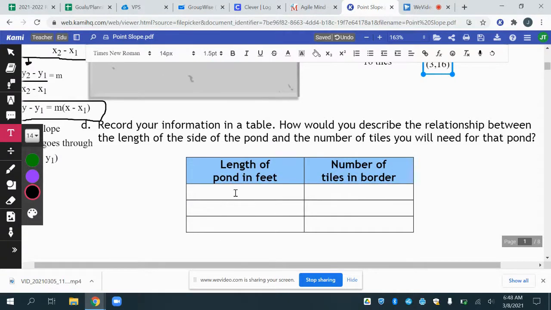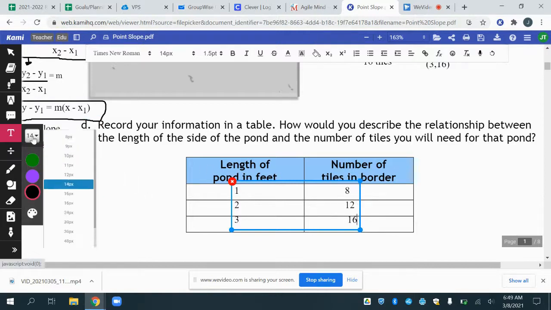Okay, look at that. We're going to actually walk our way through this. So we have our 1 foot in length, 8 tiles. 2 feet in length, 12 tiles. And 3 feet in length, 16 tiles.